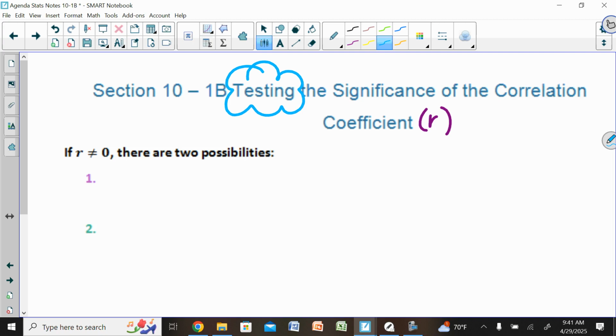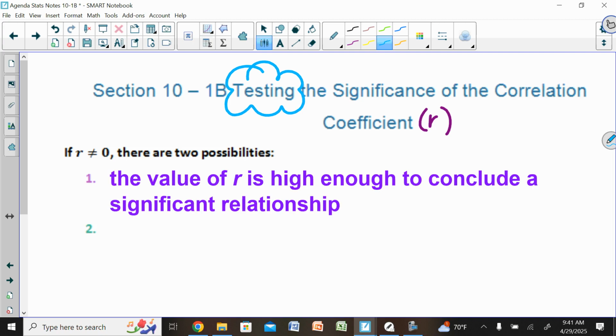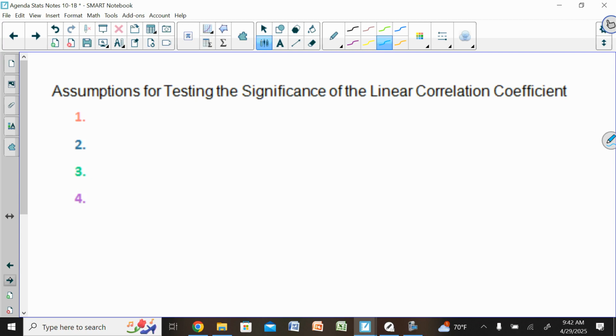So if my R is not equal to 0, if my correlation coefficient is not equal to 0, one of two things happens. Either the value of R is high enough to conclude that there is a significant relationship, or the value of R is due to chance. Some other variables, remember, correlation does not mean causation. So something else could be changing things. So in order to do that, we're going to do a hypothesis test, hence the title, Testing the Significance.